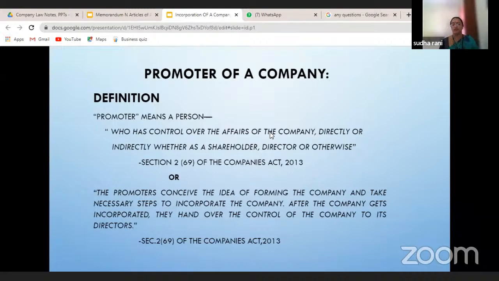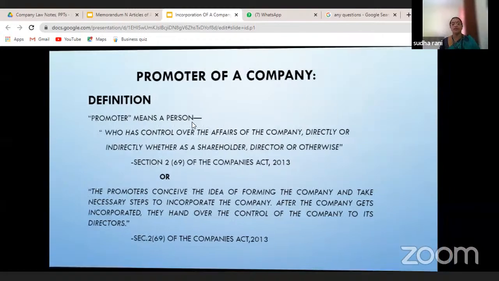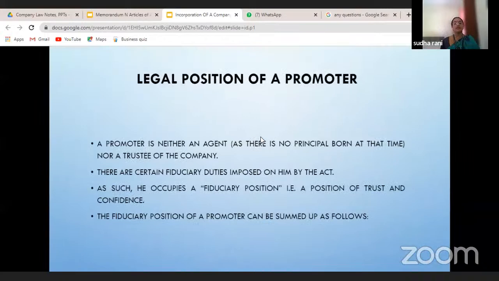Once I complete all the legal procedures and the company gets incorporated, I hand over the entire control to the directors of the company. Then also I will be called a promoter. So in simple terms, a person who actively involves himself in the promotion of a company is called a promoter of the company. So what is the legal position of a promoter?